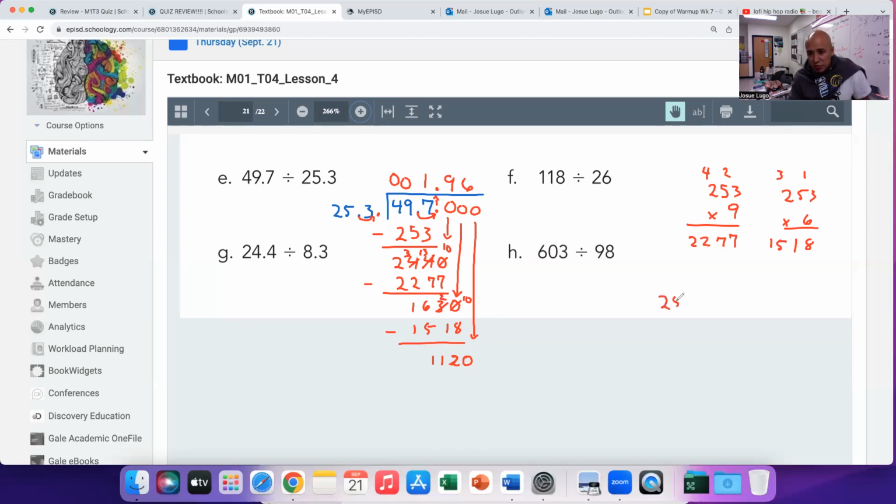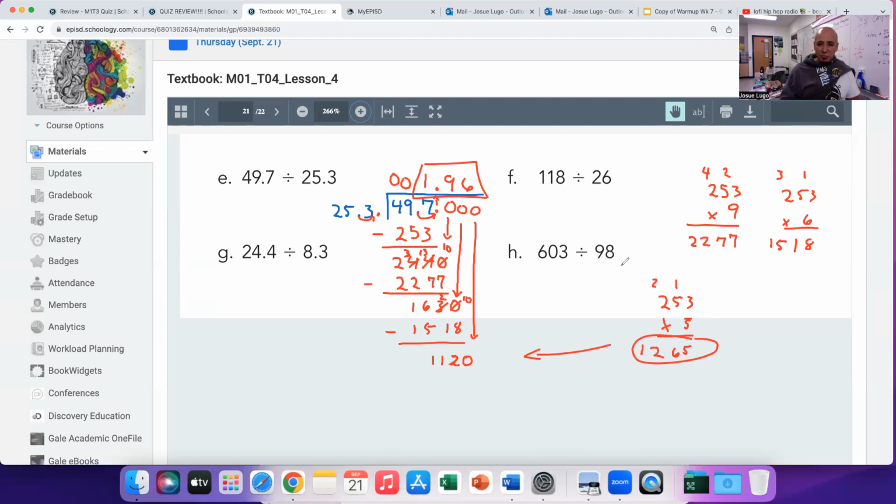So let's go ahead and do 253 times 5. 5 times 3 is 15. 5 times 5 is 25, plus 1 is 26. And 5 times 2 is 10, plus 2 is 12. So we get 1,265. Notice that this is too much, so it's going to have to be 4 or less, which means that we need to let this rest. So I can leave it as 1 and 96 hundredths.